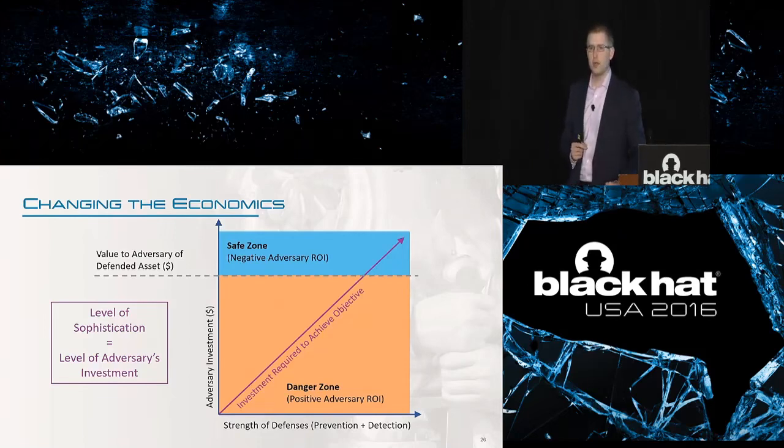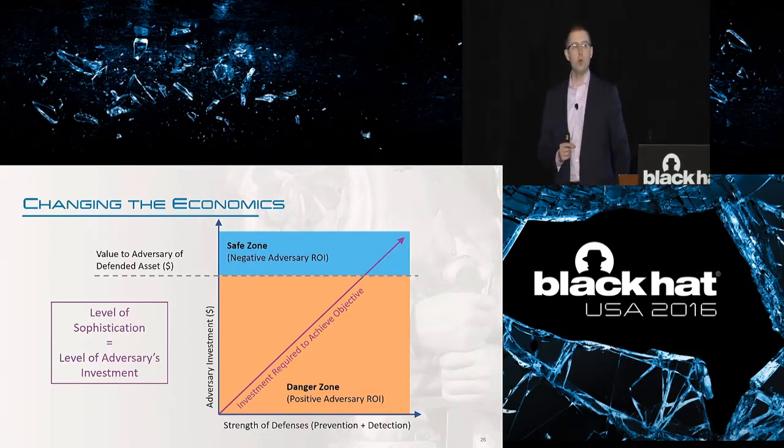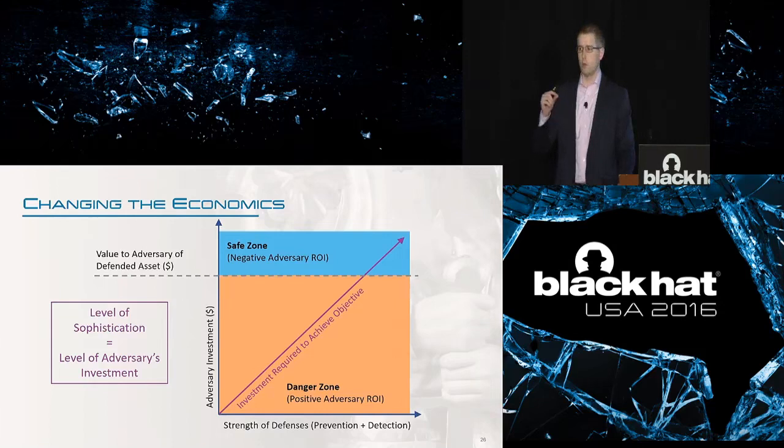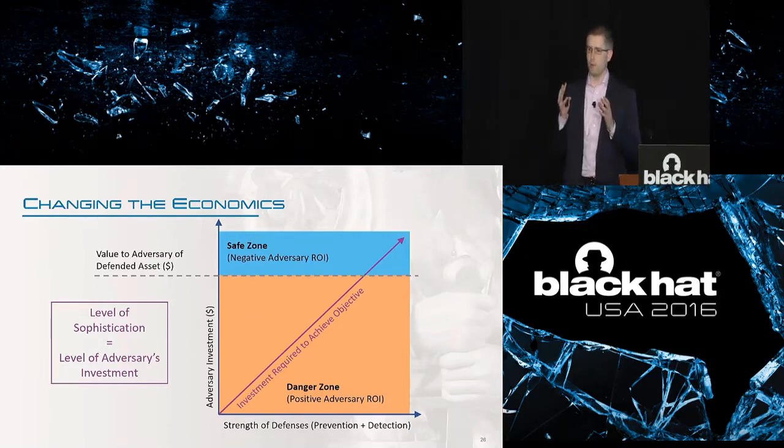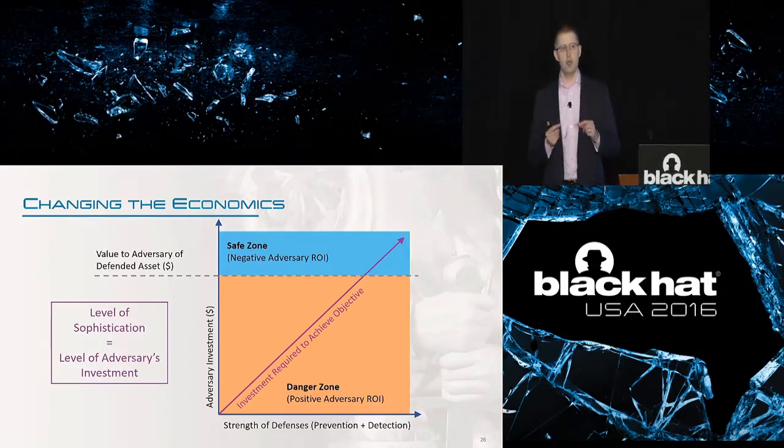So pulling this all together then, we want to be able to increase the strength of the defenses with the minimum investment required. Or to flip that on its head, for a given level of investment, we want to move as far to the right as possible. And that's where the internal kill chain and the target manipulation kill chain comes in.